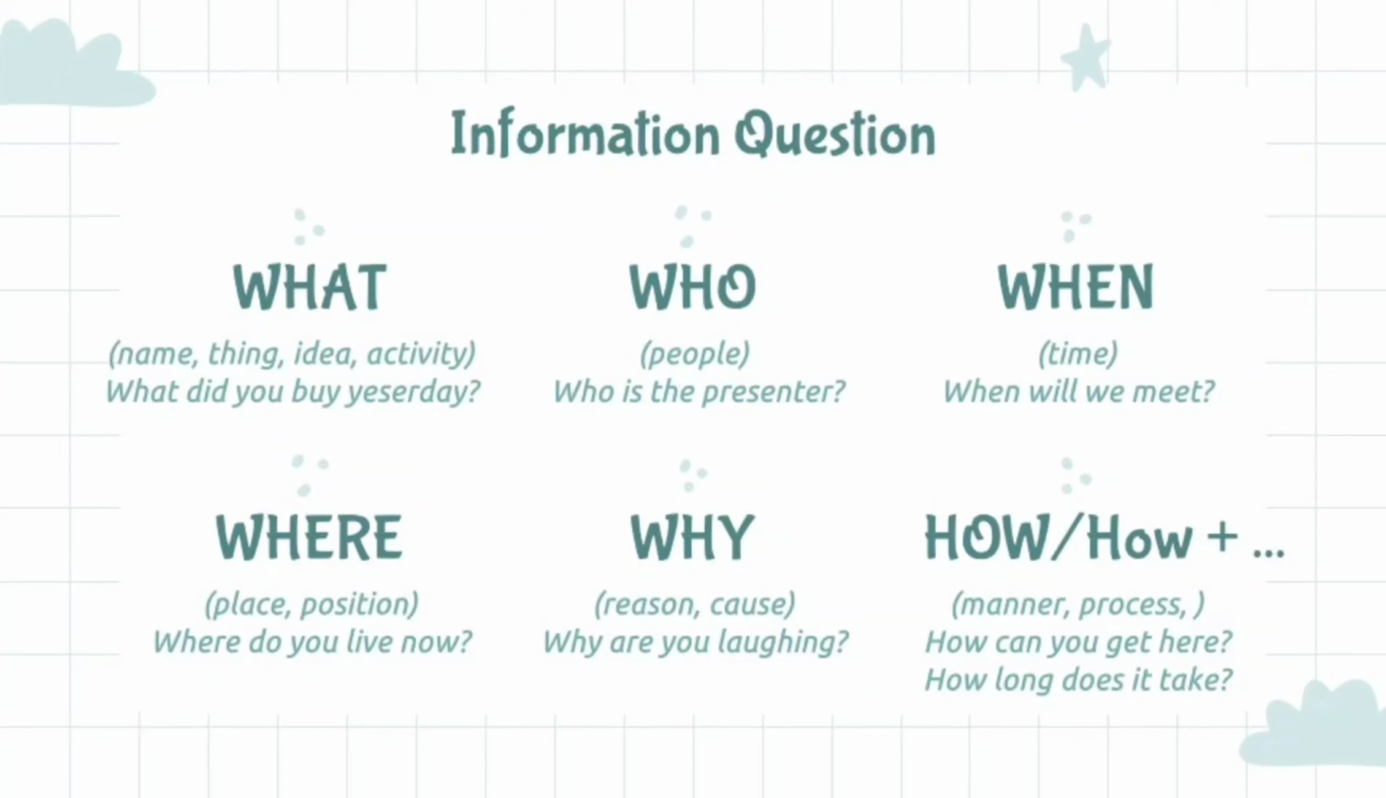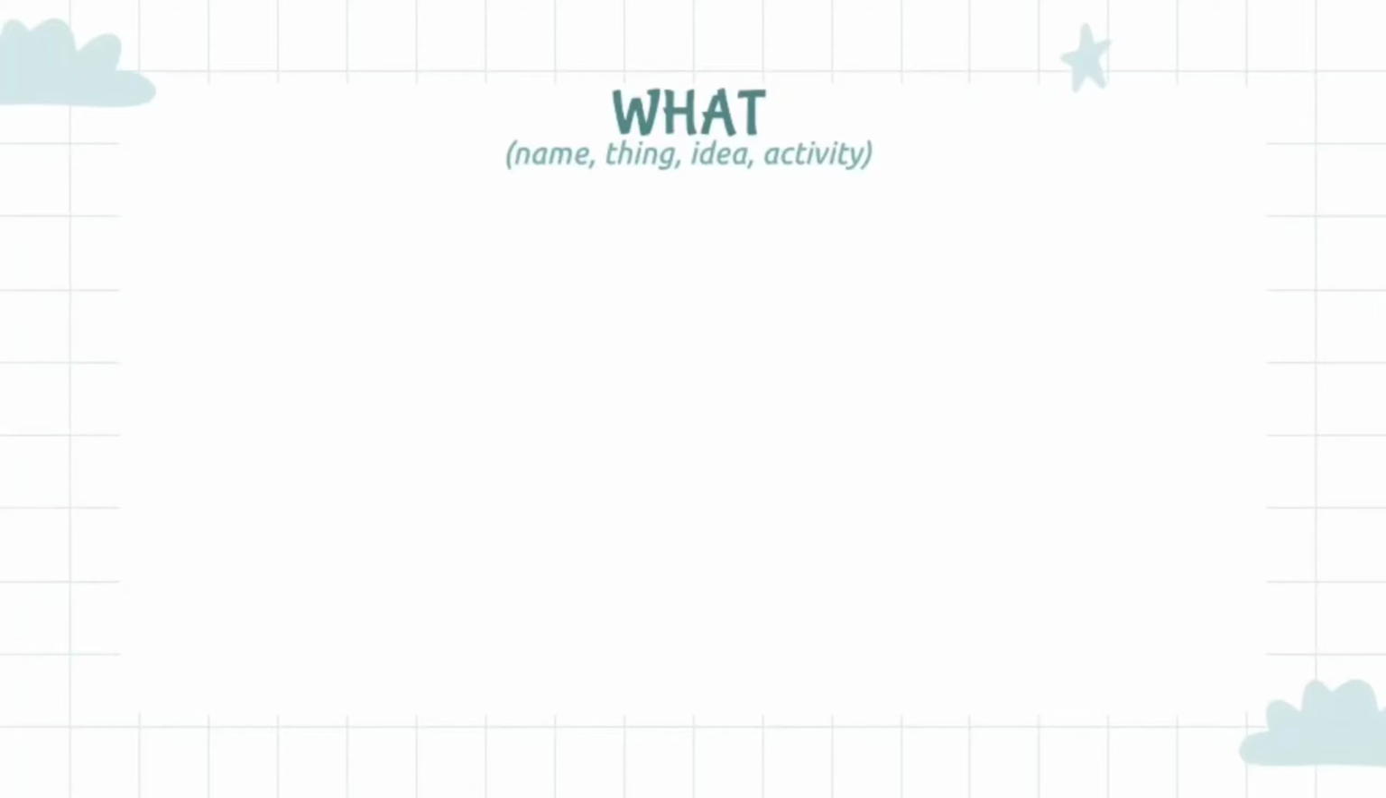And the last one is how or how plus other words. Because we have how long, how much, how many, and etc. The example of how is, how can you get here? How long does it take? Okay, after we learned the descriptions of all main points, let's explore the exercise of each question. Let's check it out.